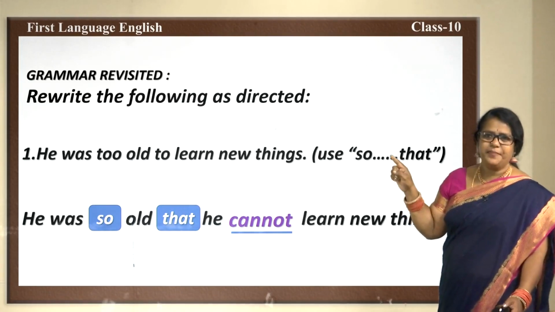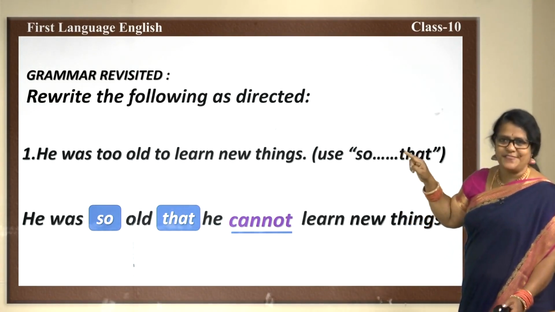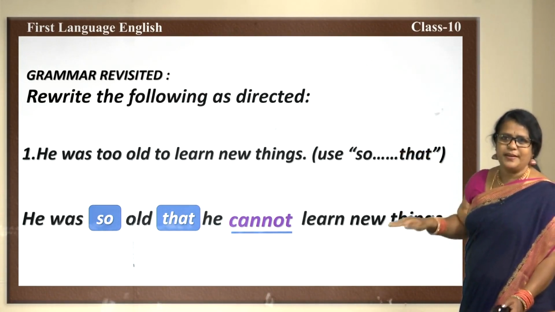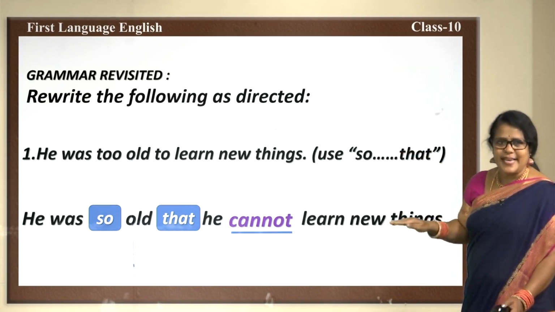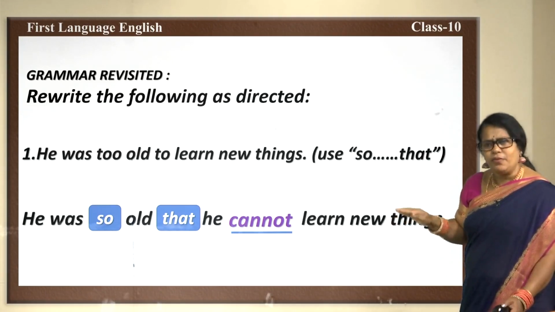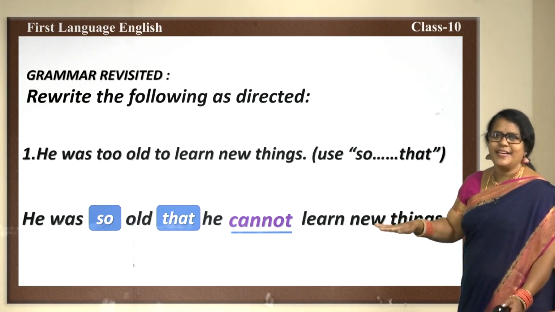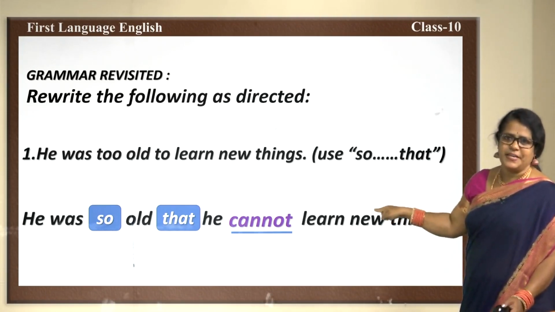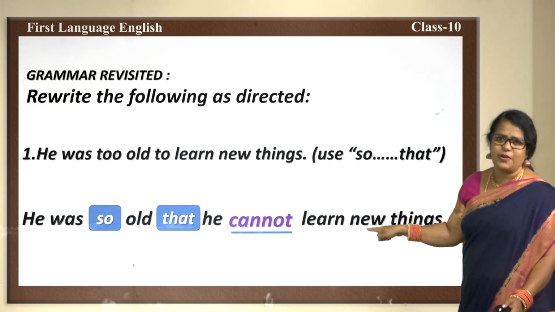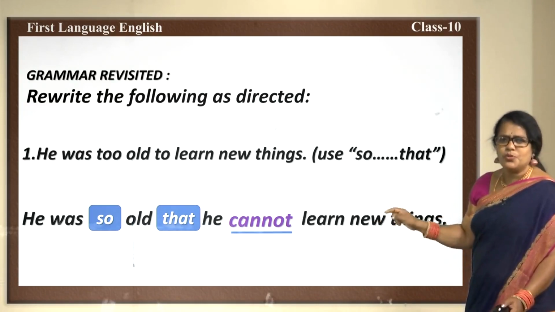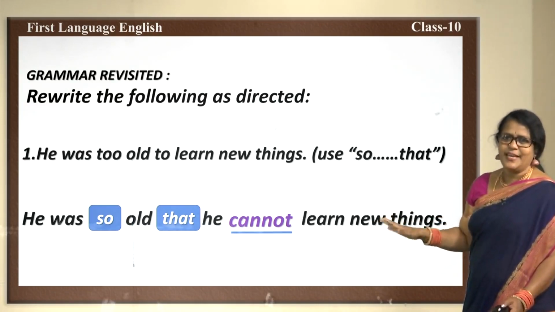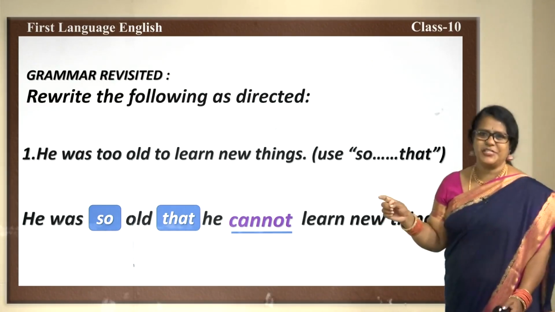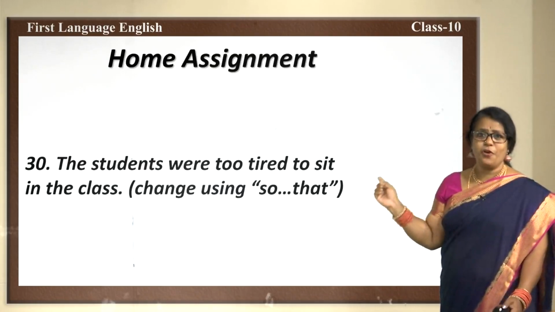There the sentence was in positive form, which said he can't do. Here the sentence is in negative form, and it also reveals that he can't do anything. The meaning is same but the words are replaced. Let's read it out again. He was so old that he cannot learn new things. Let's see the next one. Maybe next is for your home assignment.